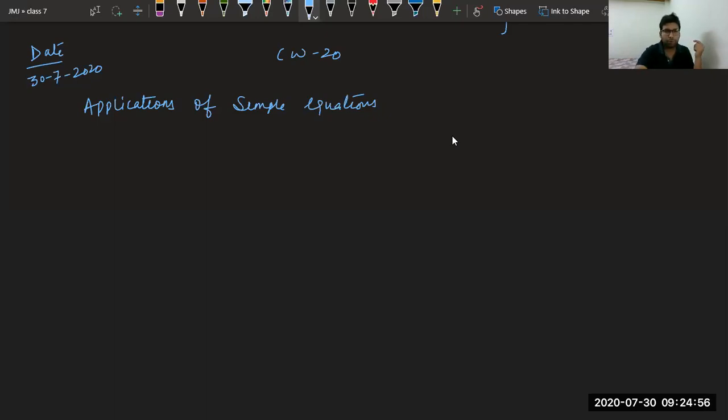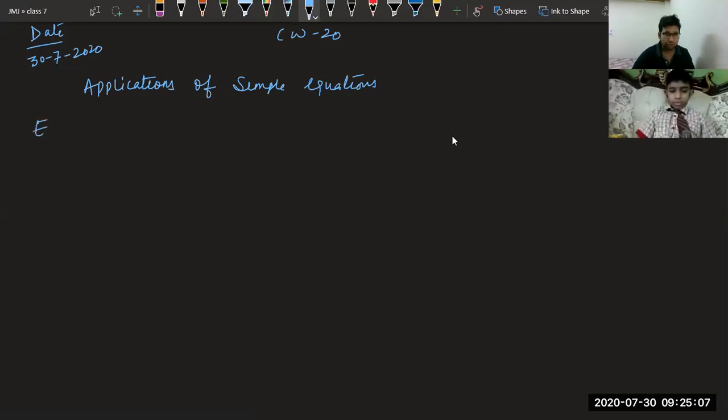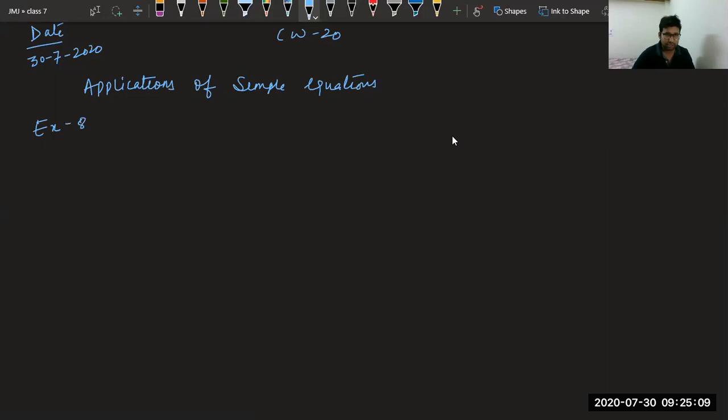Okay. Now let's start this topic, application of simple equations. So first let's see the example, because I want you all to start the exercise on your own. I will solve in the example only. Example number 8.